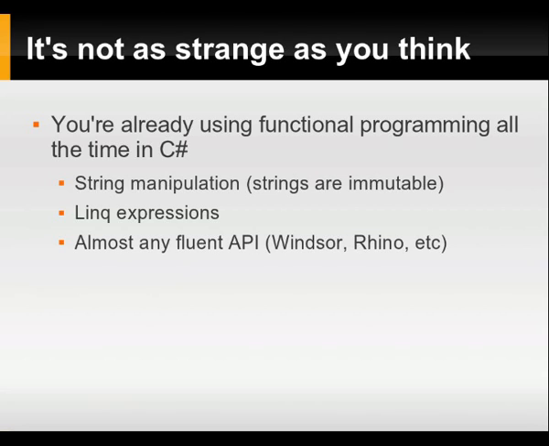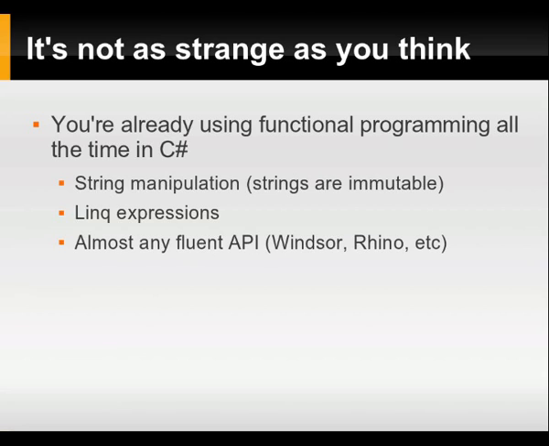So if that sounds strange, it's probably just because you've never heard it named before. You have been doing functional programming already. A lot of it actually exists by default in C#. So string manipulation in C# is always functional in style because strings are immutable. Link expressions are an example of functional programming.